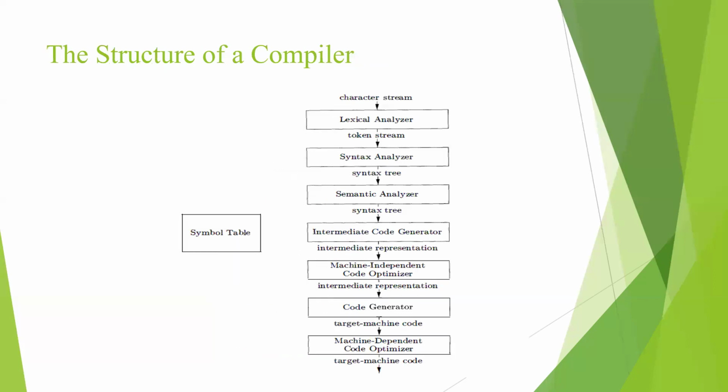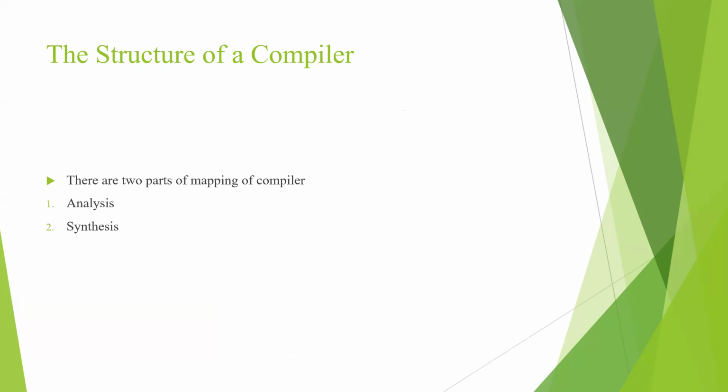Based on this, the structure of the compiler is divided into different phases. What are the different phases? These are the lexical analyzer phase, the syntax analyzer phase, the semantic analyzer phase, the intermediate code generator, code optimization, and the target code generator. Here, the compiler maps the source program into a semantically equivalent target program. This is divided into two parts. Which are the two parts? These are the analysis phase and the synthesis phase.